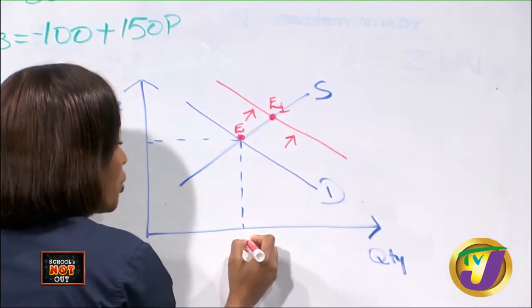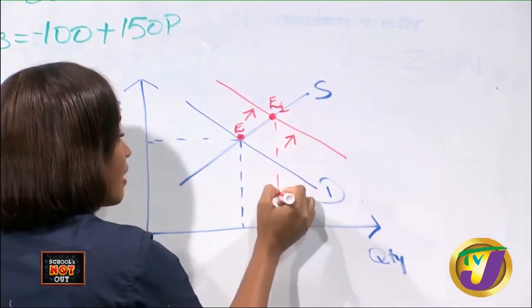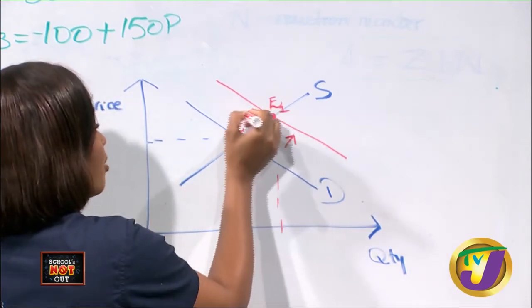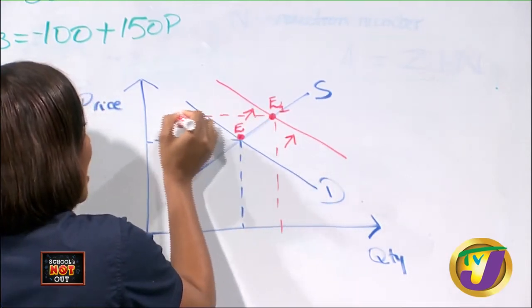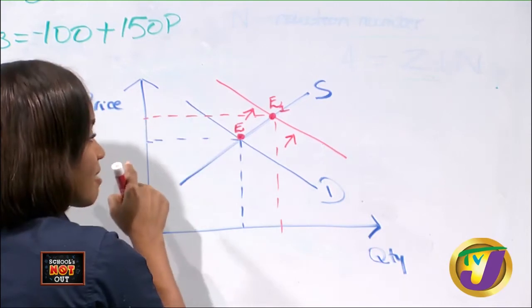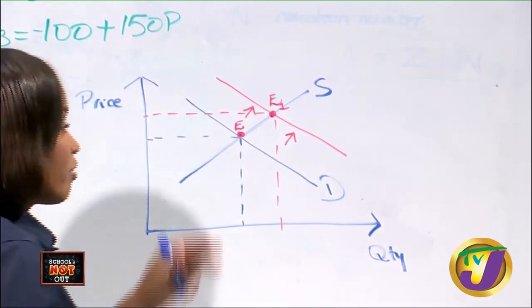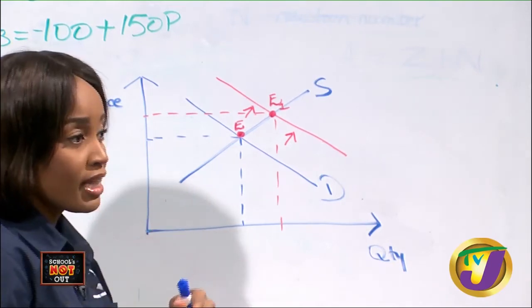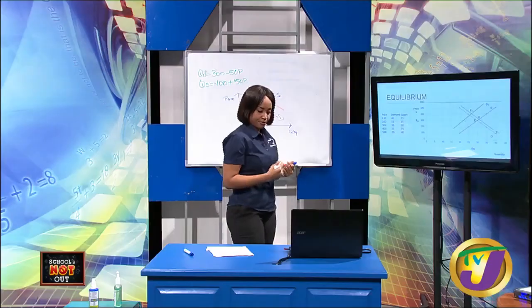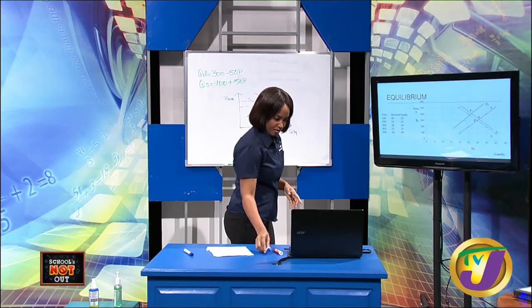You will have a new equilibrium quantity, which is greater, and also a higher equilibrium price. The opposite could also happen. The supply curve could shift inwards, or the demand curve could also shift.